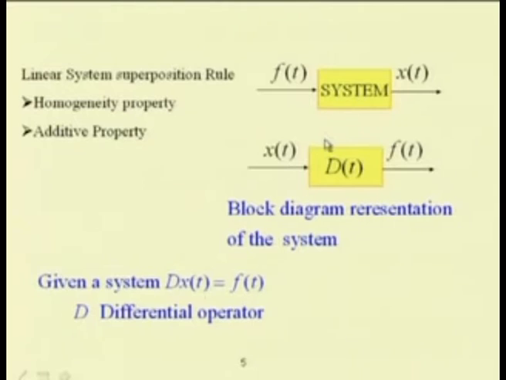A system can be represented by a differential equation, D x(t) equal to f(t), where D is the differential operator. Using that we can apply the homogeneity property and additive property to check whether the system is linear. If it is not satisfying these two properties, or the superposition rule, then we can tell the system to be nonlinear, and we have seen one example also.